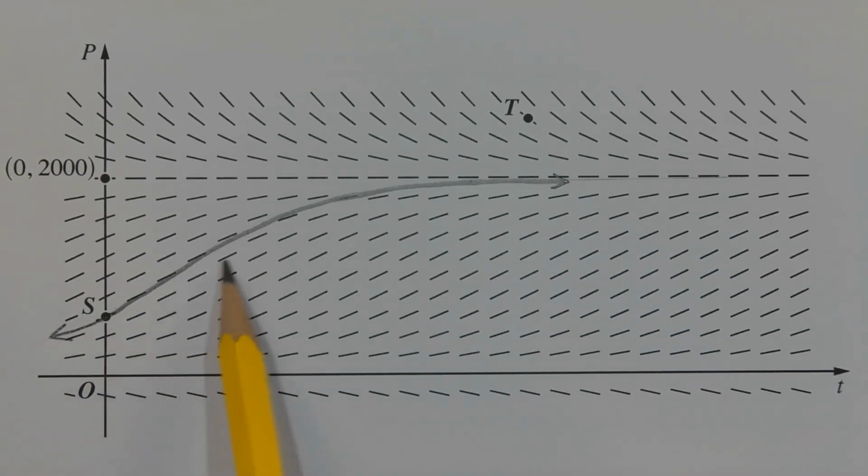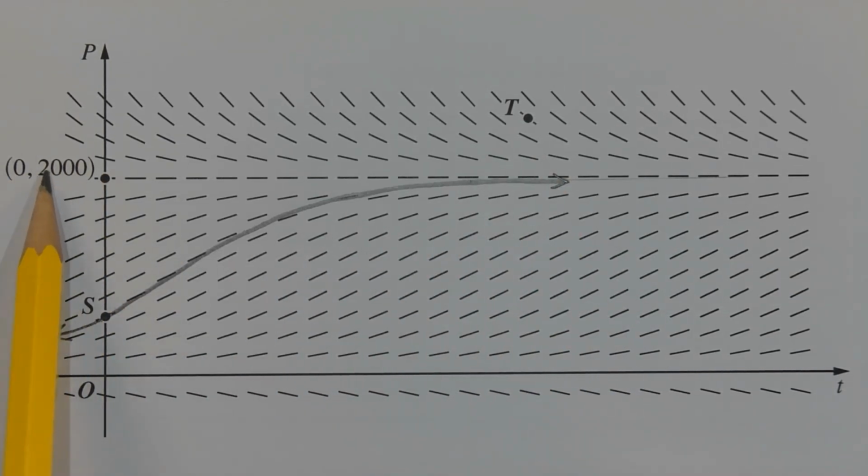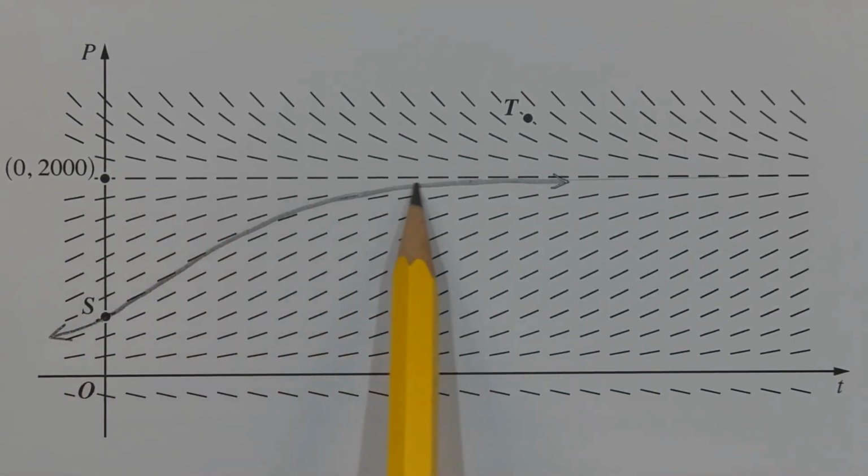Going from left to right, we can see that the curve is increasing all the way through until we reach the horizontal asymptote where the population is 2000, at which point the rate of change of population is 0, indicated by the gradient of the tangent lines being 0 there.